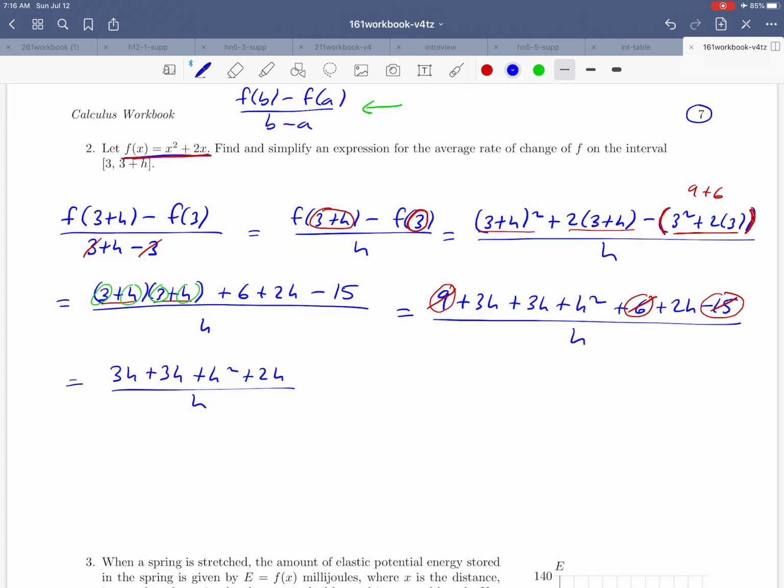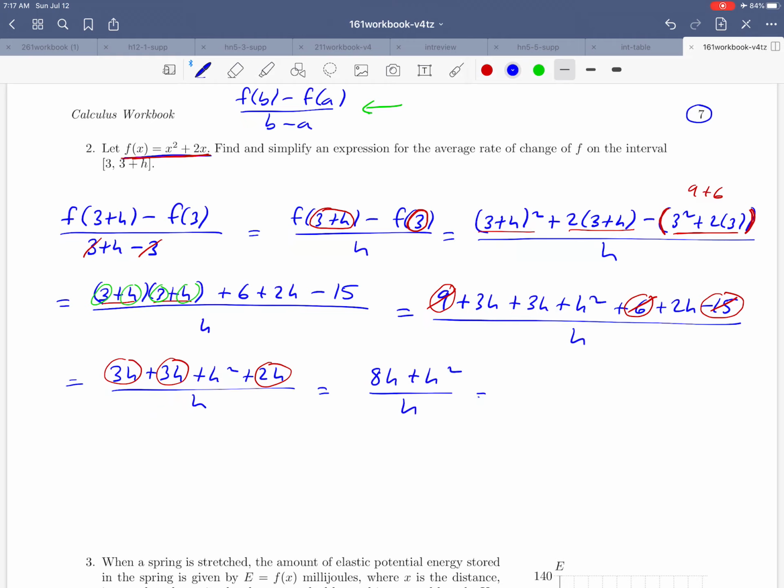Do you notice any like terms that we could put together? 3h, 3h, and 2h. We could add all of those together and get 3 plus 3 is 6, plus 2 is 8. 8h plus h squared over h. This is looking better and better now. Is there anything else we could do to simplify this?